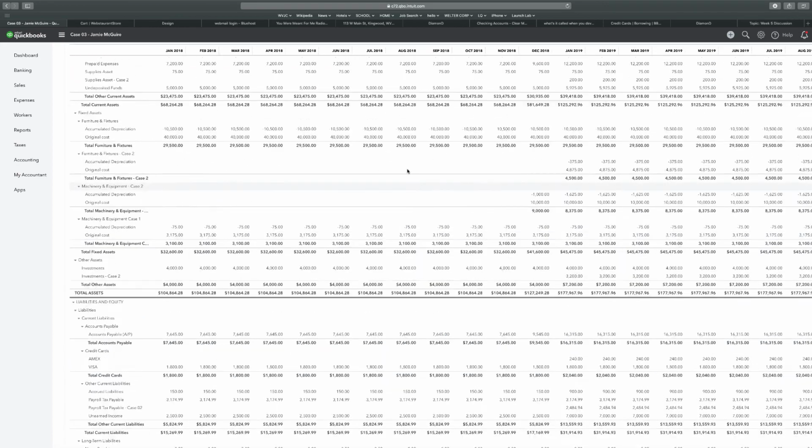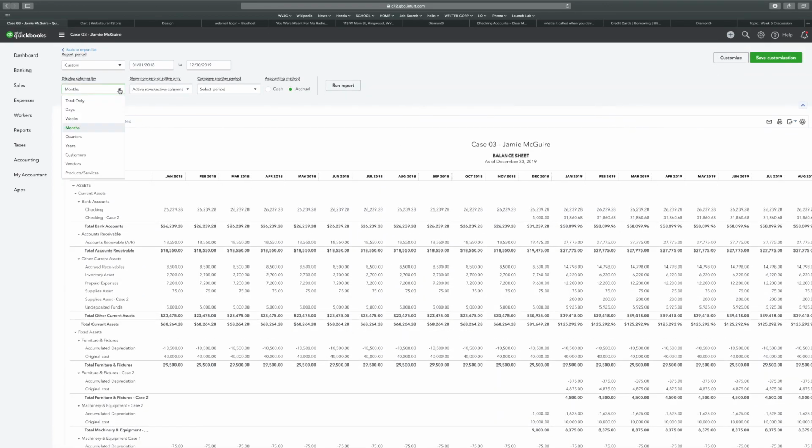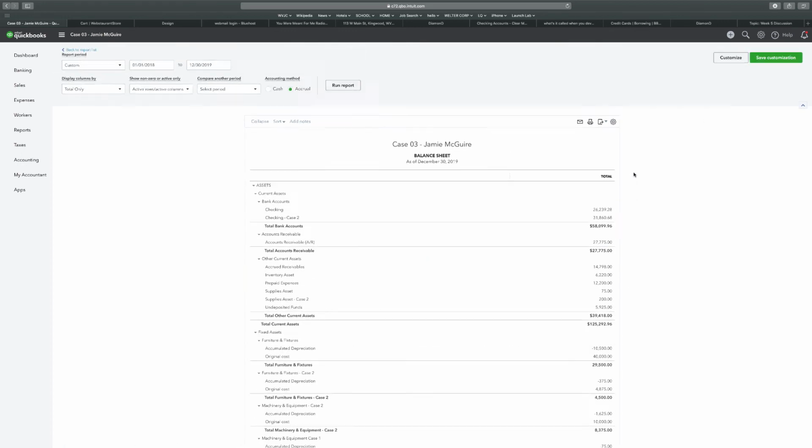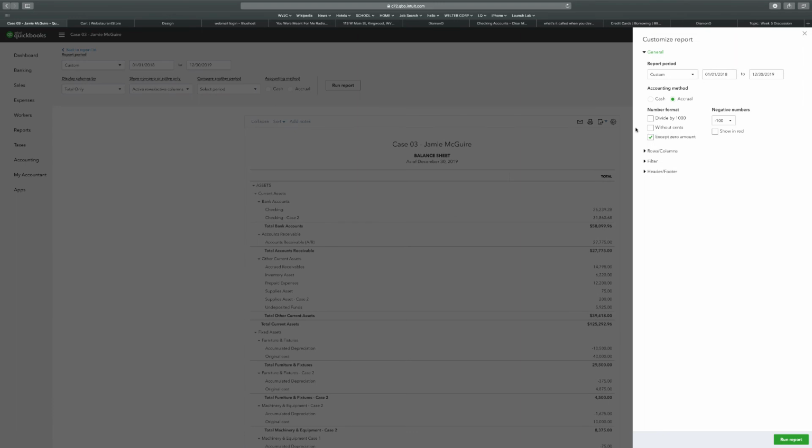But yeah, so this is your balance sheet. I'm going to go to totals only, run that report again. This is traditionally what it looks like, a snapshot in time. You look at this at the end of the month, at the end of the year, maybe at the end of the quarter, but generally no more often than that.